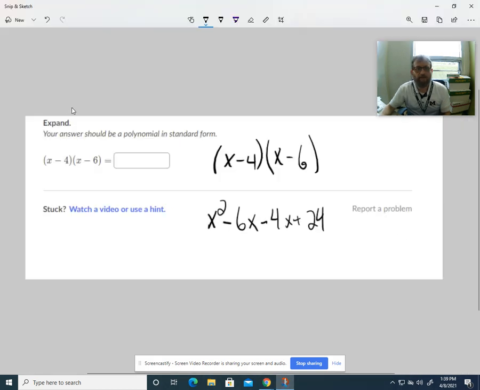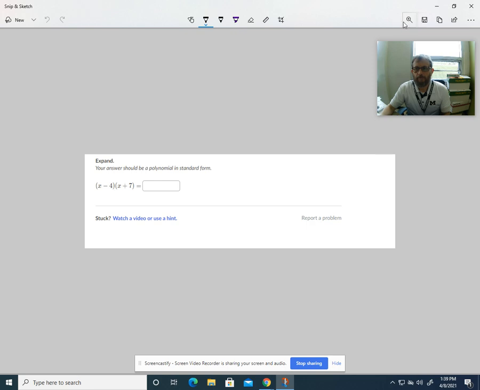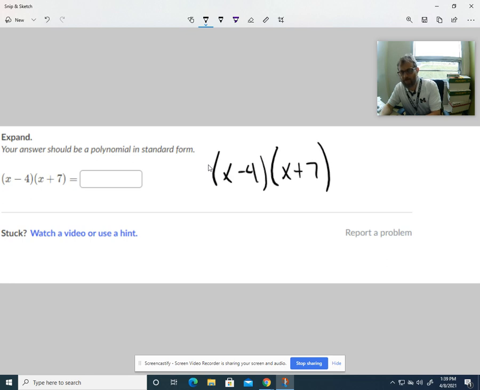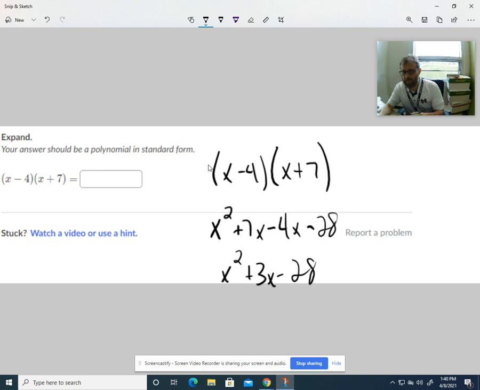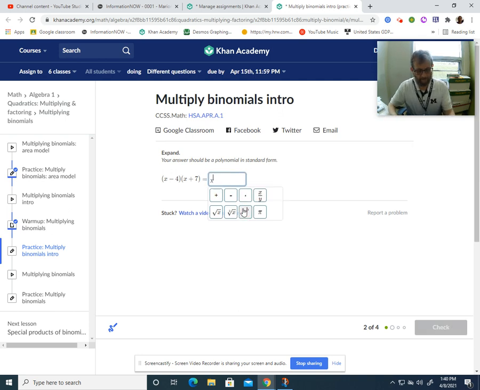All right, here we go again. Same idea. Everything's the same. So what we're doing is we're taking x minus 4 times x plus 7. X times x gives me the x squared. X times 7 gives me 7x. Negative 4 times x gives me negative 4x. And negative 4 times 7 gives me negative 28. These two combine, positive 7 and negative 4 give me positive 3. X squared plus 3x minus 28.